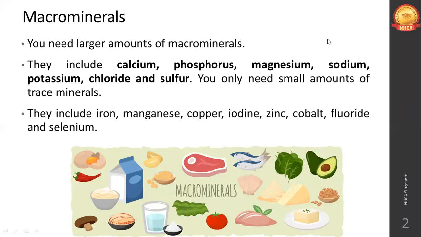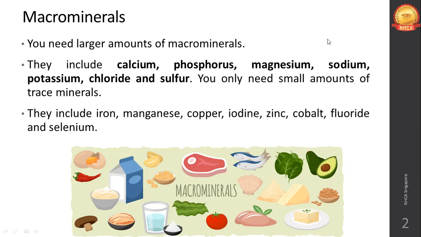Macrominerals in general means that these are minerals you require in large amounts, not like the trace minerals and microminerals like iron, selenium, cobalt, copper. These things you require in very small trace amounts on a daily basis. But macrominerals you require in a much larger quantity. That's the reason why we call them macrominerals. They include calcium, phosphorus, magnesium, sodium, potassium, chloride, and sulfur.